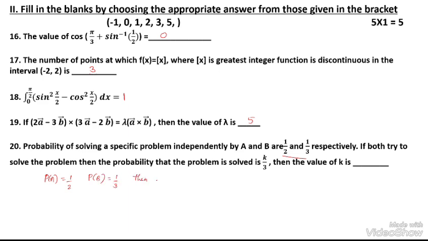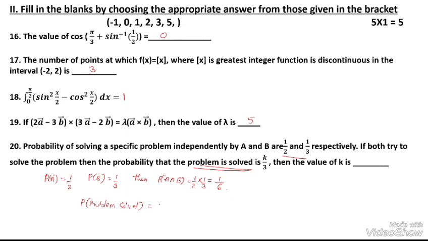Then probability of A intersection B is equal to 1 by 2 into 1 by 3. It becomes 1 by 6. Now the problem is solved. Here, the problem is solved means the probability of the problem being solved.